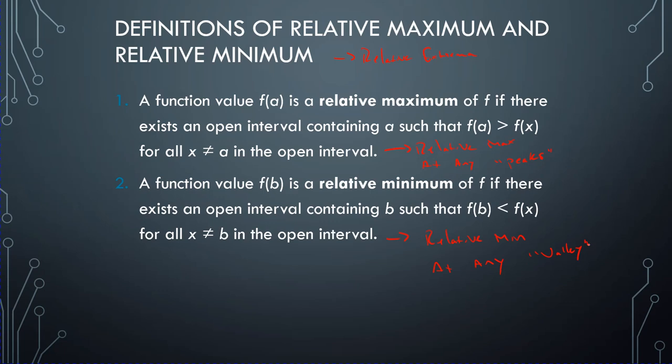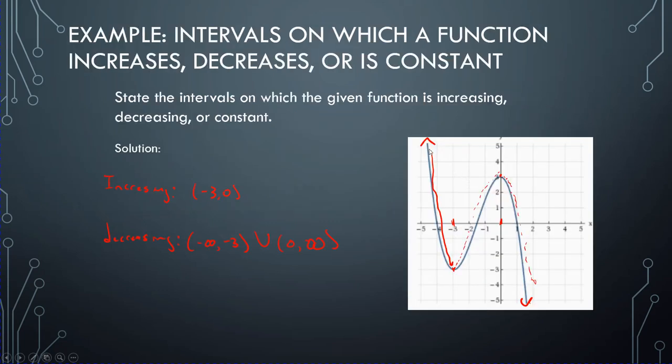Okay, so think about peaks and valleys. If you look here, if you're walking, it's like I'm walking down, down, down, down, down, and this is the valley. This bottom part is the valley. So this is what we call a relative min.